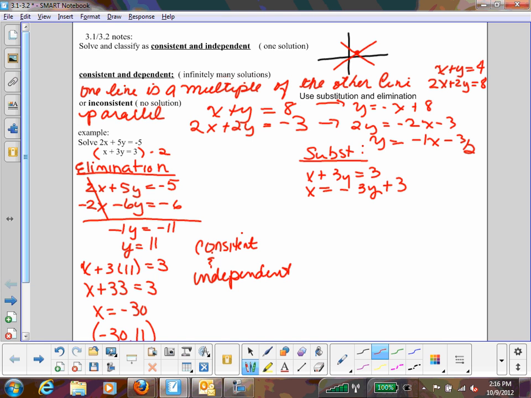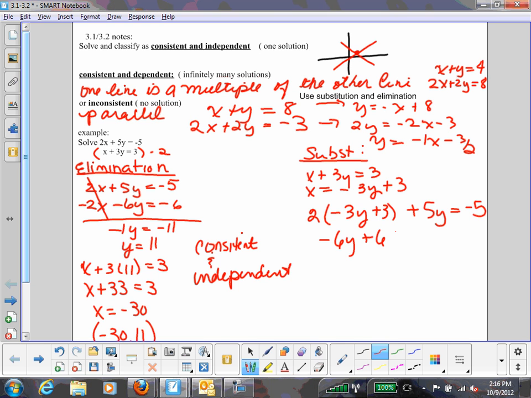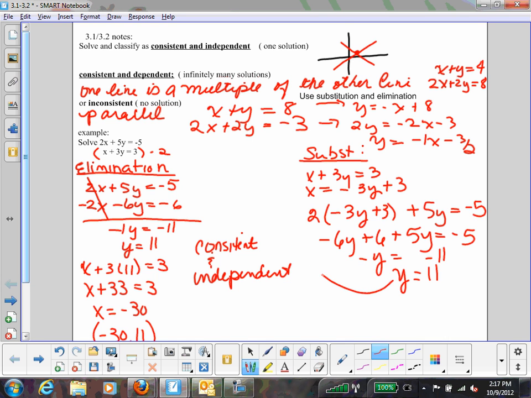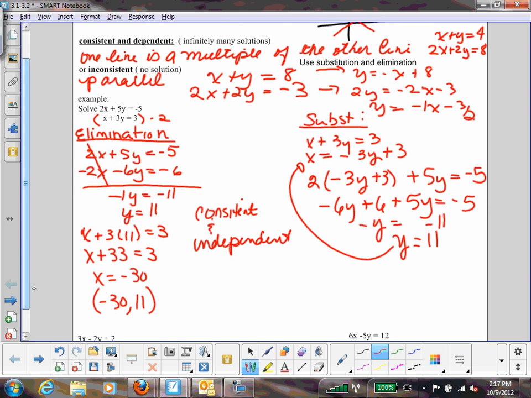And then I'm going to take that, and where do I plug it in? Don't plug it back into the original one. You're just going to get nothing. It's all going to cancel out. So now I'm going to take 2 times x, which is really negative 3y plus 3, add the 5y, and set it equal to negative 5. Negative 6y plus 6 plus 5y equals negative 5. Negative y equals negative 11, and we get the same answer that y is 11. We can take that y value and plug it into what we set x equal to. We know that x was supposed to equal negative 3y plus 3.